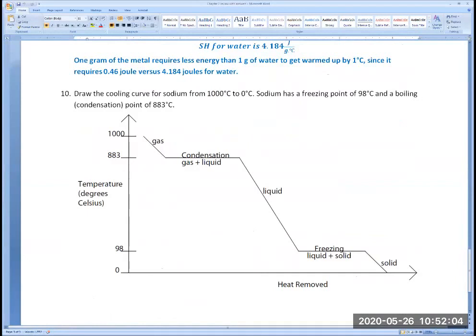So it's important to realize that once you have reached the condensation point or boiling point here, you have two phases, and during that time the temperature cannot change. During condensation and freezing, or melting and boiling, the temperature is stable all the way until you have only one of the phases. As long as you have two of the phases, the temperature is stable.